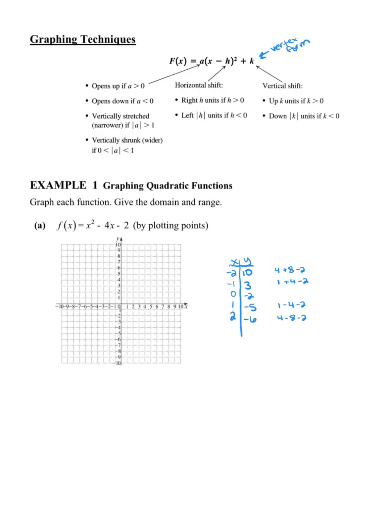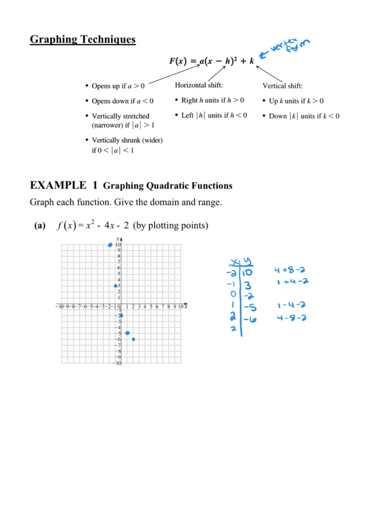So let's plot these points and see what we have so far. We do know that it's a quadratic, which means we know that it should be in the shape of a parabola. So -2, 10, negative 1, 3, 0, negative 2, 1, negative 5, 2, negative 6. Okay, so I can see I haven't found my vertex and started going up yet.